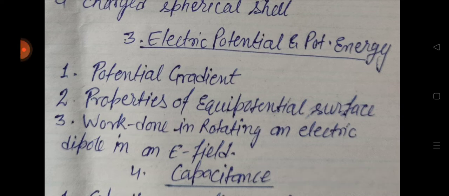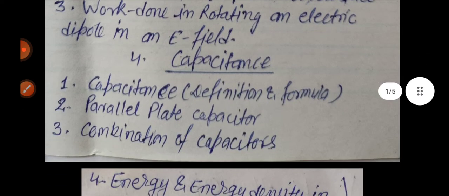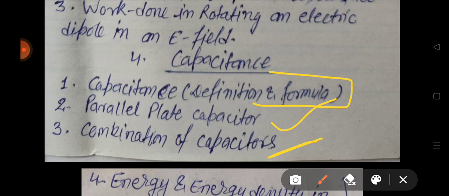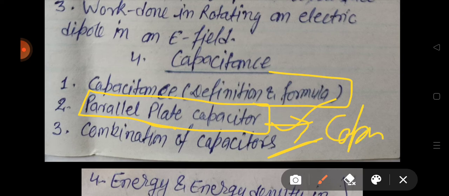Chapter 4 is capacitance, in which first point is capacitance definition and formula, second parallel plate capacitor, third combination of capacitors. There is also a condition given for parallel plate capacitor: if a dielectric slab is placed between the plates of a parallel plate capacitor, then find the capacitance of the parallel plate capacitor. This is also very important.